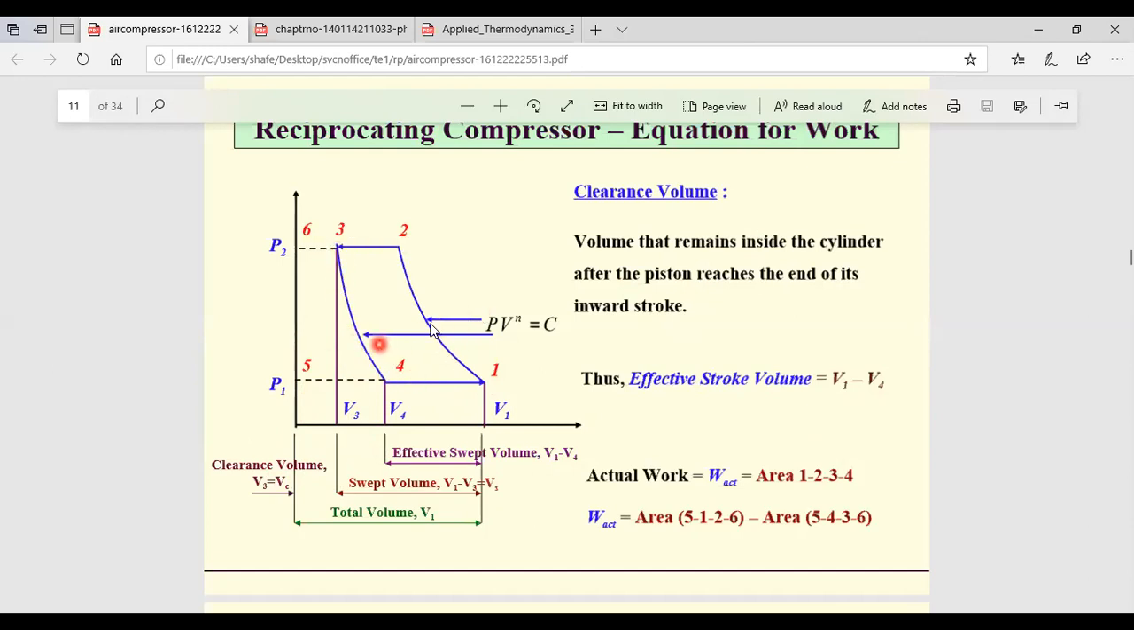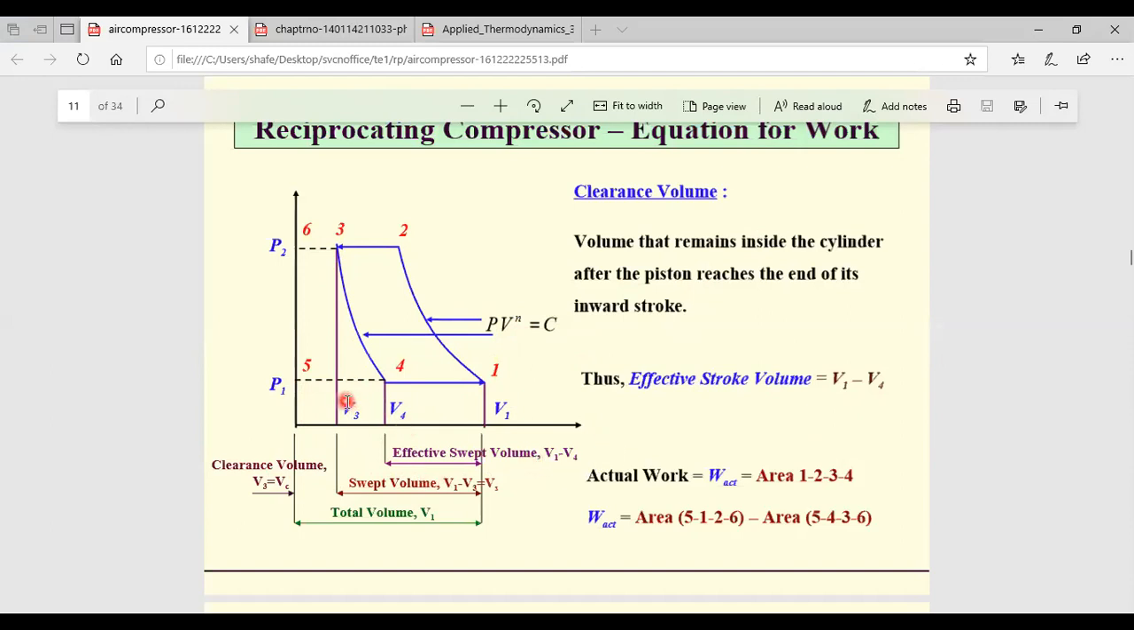And both expansion and compression, so compression and expansion follow PV to the power of n equals constant. This is the general process, which is called a polytropic process. V4 is the volume at 4, V1 is the volume at 1. Now this V1 minus V4 is called the effective swept volume.